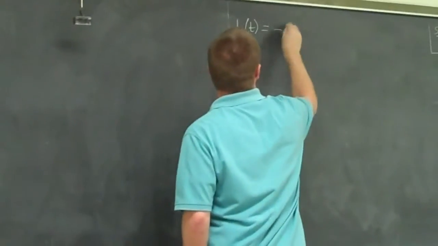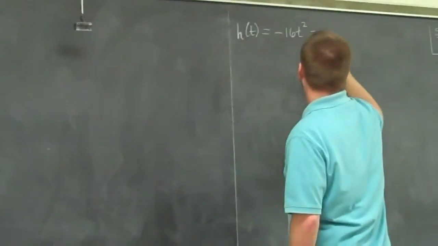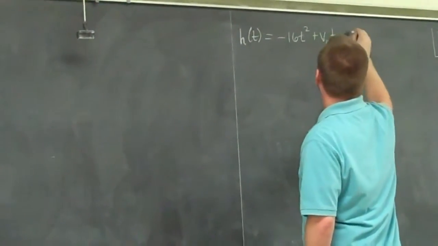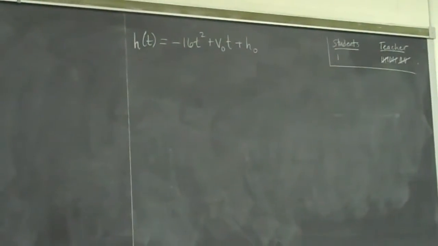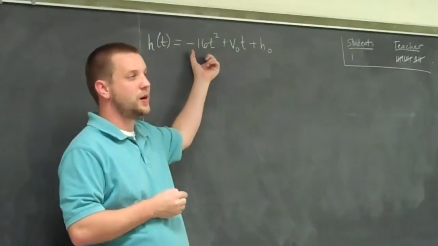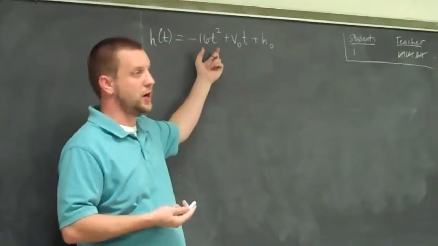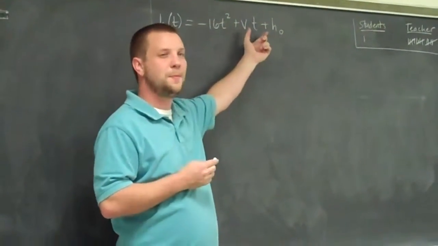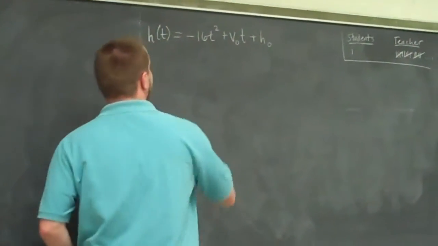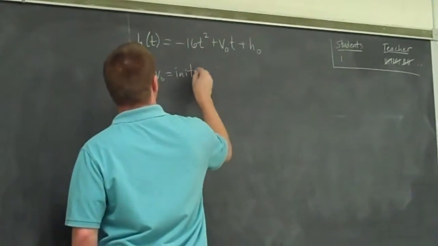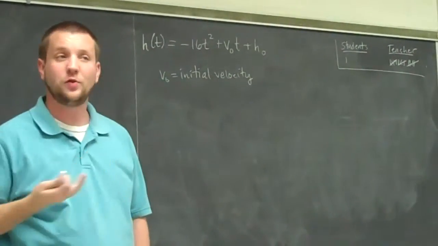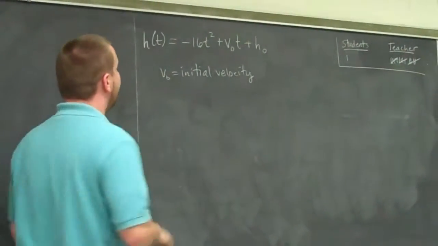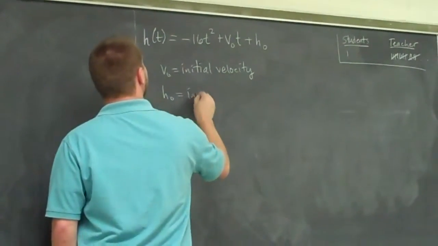And what you find in most cases is the height of a ball can be modeled by that equation. Okay? This negative 16t squared, this has to do with acceleration due to gravity. This v sub 0, this is the initial velocity. Okay? And that's either the equation will be given or that number will be given. And h sub 0 is the initial height.